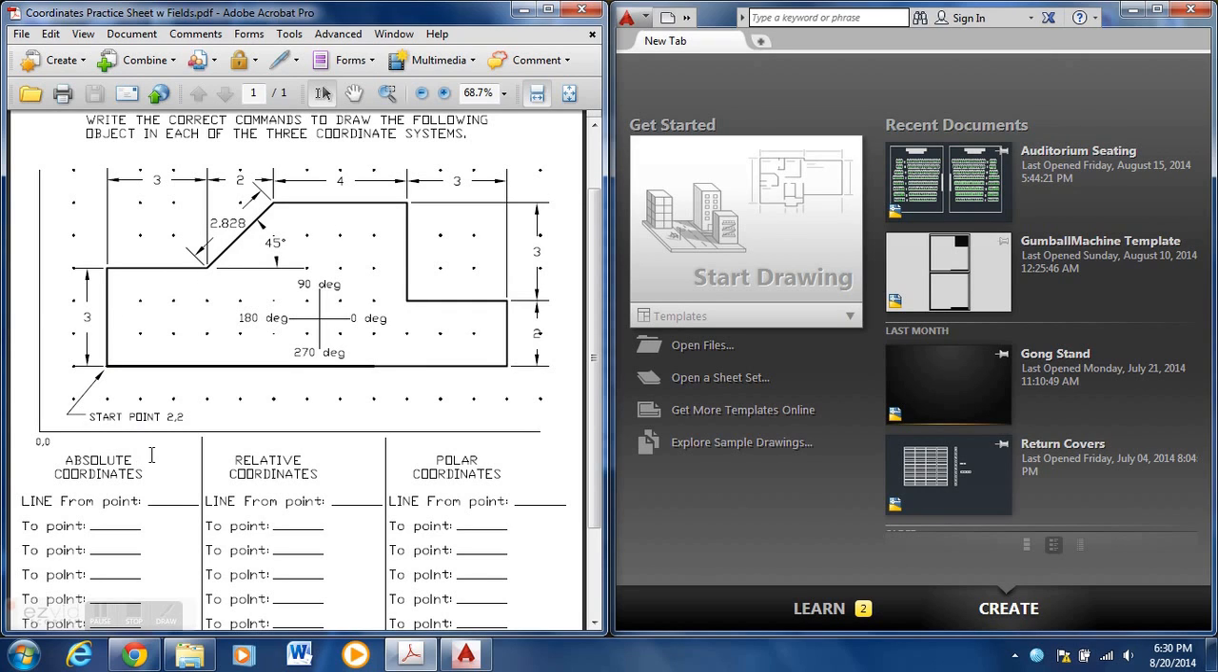So absolute coordinate systems are basically just like any type of graph you've ever done in math class. Everything is referenced from the 0, 0 point. So you're going to be entering your coordinates as a straight X, Y. That's how you're going to enter these in here. So for our start point, you're going to pick the line command in AutoCAD. You're going to type in 2, 2, and you're ready to go. That'll give you that first point.